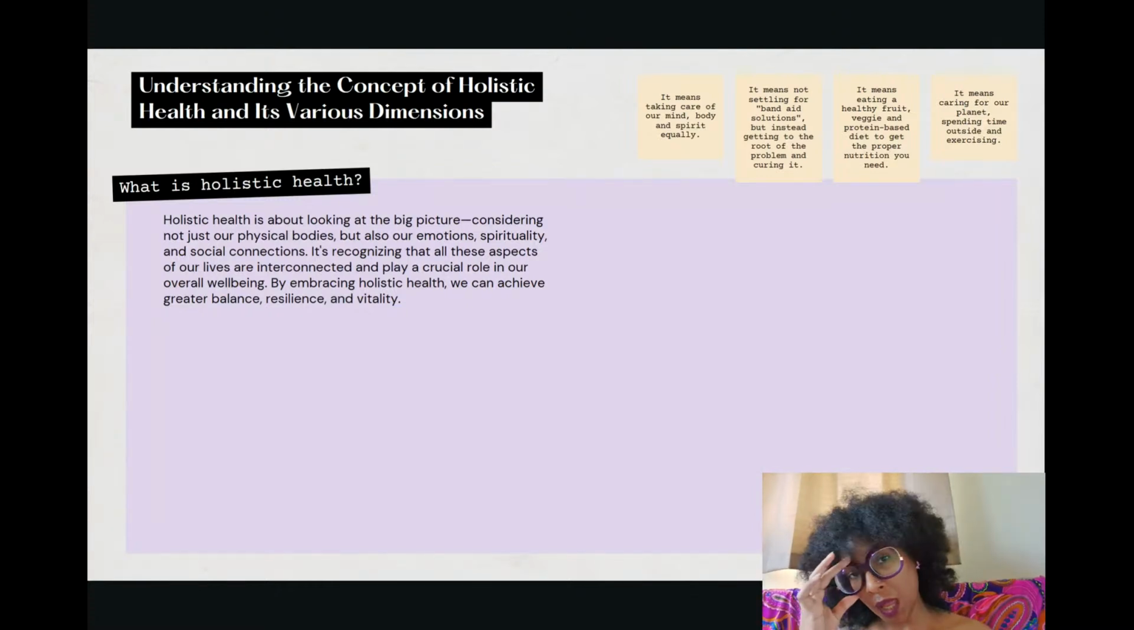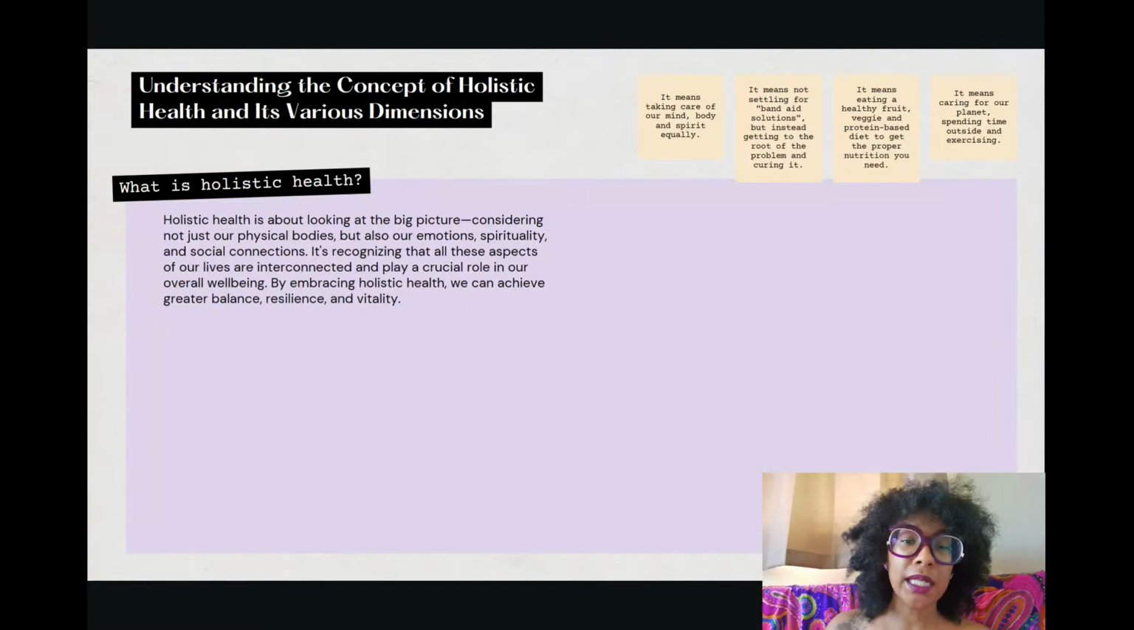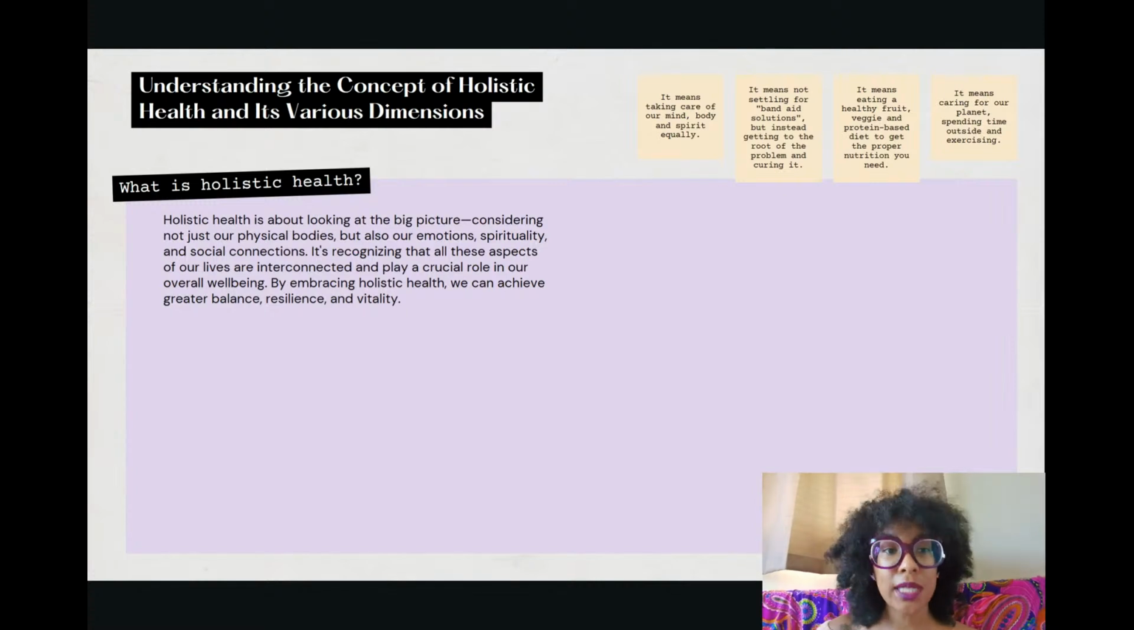So let's hop into it. Understanding the concept of holistic health and its various dimensions. First, holistic health: what is it? It is about looking at the big picture, considering not just our physical bodies, but also our emotions, spirituality, and social connections. It's recognizing that all these aspects of our lives are interconnected and play a crucial role in our overall well-being. So by embracing holistic health, we can achieve greater balance, resilience, and vitality.